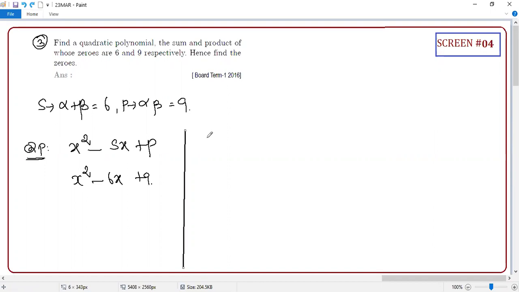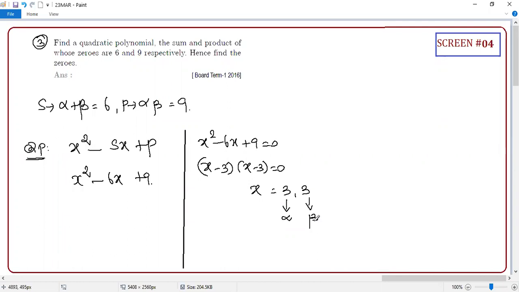Sir, how to find alpha and beta? It's very simple. Now you have to convert this into zeros by factorization. You have to convert this into equal to 0. Means QP has to be converted into QE. Then factorize. What is the number? 9. What are the two numbers? X minus 3, x minus 3. Minus 3, minus 3. X is equal to 3, 3. These are alpha and beta. Correct or not?